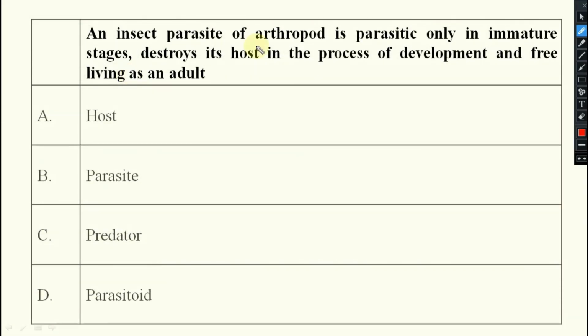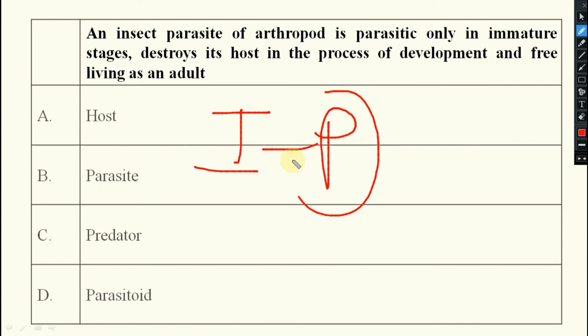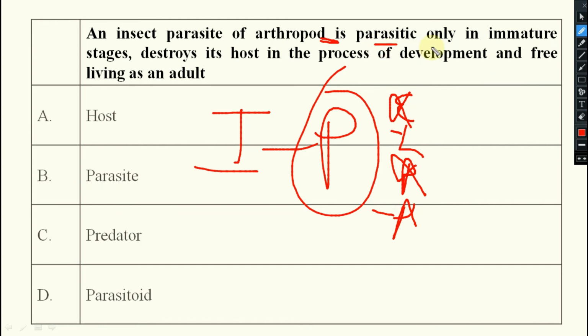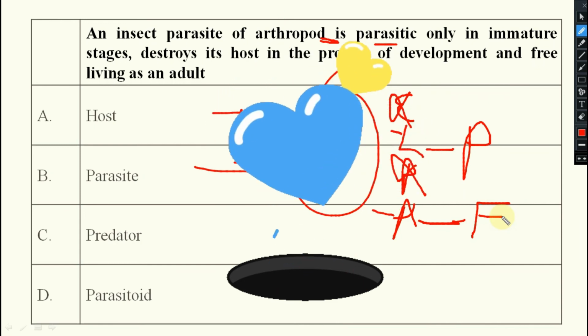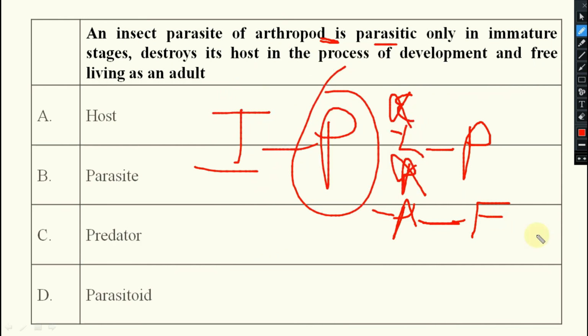Next, an insect parasite of arthropod, that means this is an insect and that is a parasite. Remember, it is an insect parasite which is parasitic only in the immature stage. You see, egg is there, larva is there, pupa is there, adult is there. Pupa and egg are non-feeding stages, so you leave them. What is left? Larva, which is parasitic only in the immature stage. They destroy their hosts in the process of development, and are free living as well. That means in the adult they are free living, not dependent upon any other living organism. So this is known as a parasitoid. Clearly understandable, yes or no.